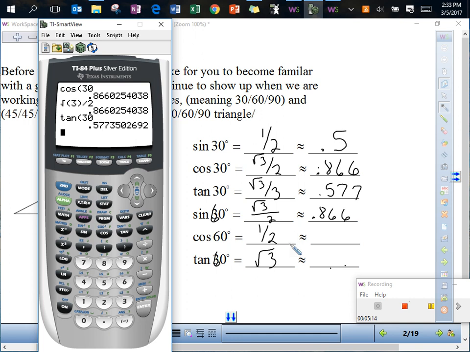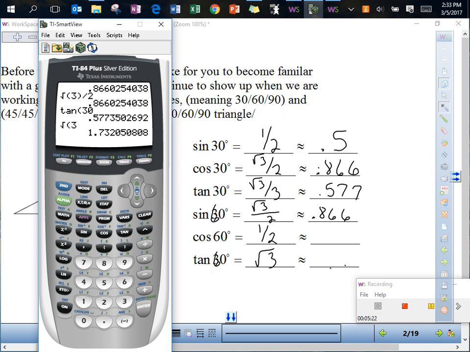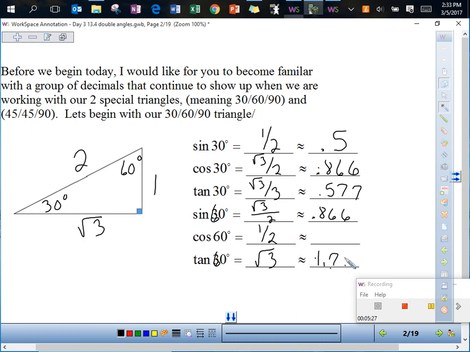1/2 is 0.5, that's easy enough. The only other decimal that's going to show up is the square root of 3. The tangent of 60 was the square root of 3. Notice that's about 1.73. So guys, if you really look at it, there's an easy decimal that you don't have to memorize, but 0.866, 1.73, and 0.577 show up.